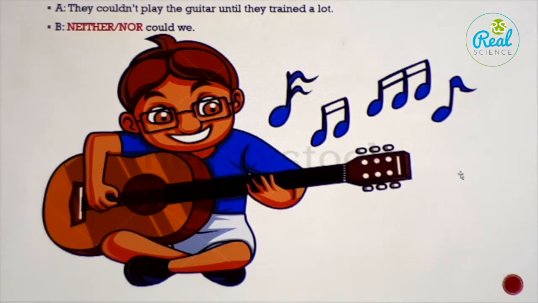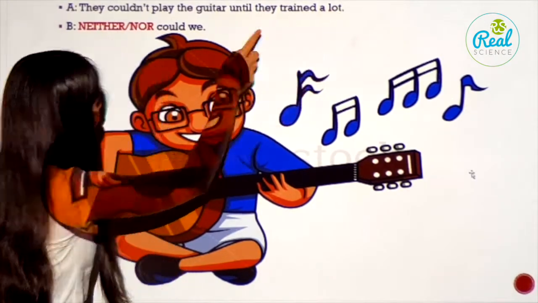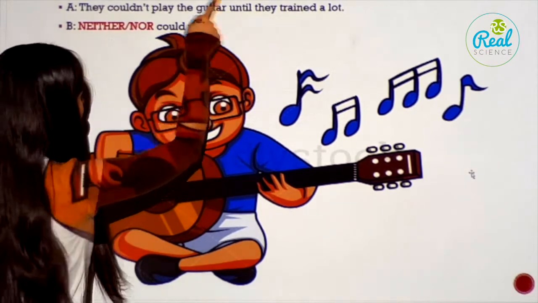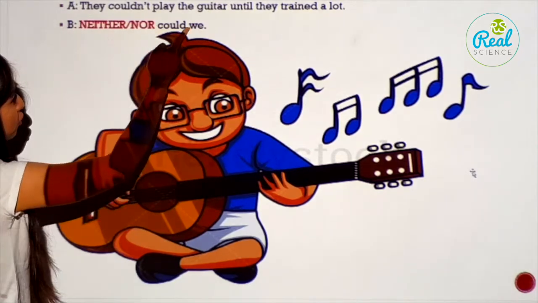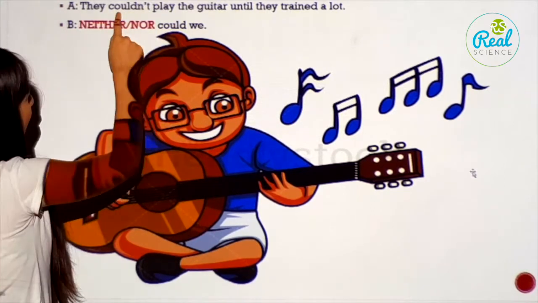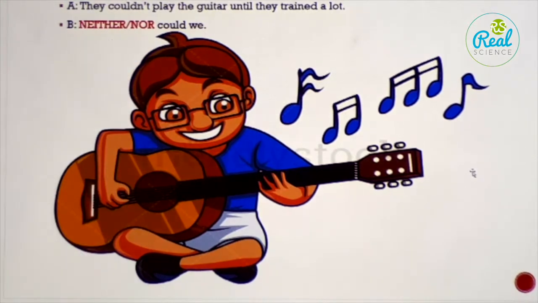Now look at the next example. Could you read this one also? Who wants to read? Maybe Tevara? They couldn't play the guitar until they trained a lot. Neither could we. So this is the actual negative statement, yes? Now we agree with the negative statement, and we say also neither/nor could we. Pay attention, guys. Here also you should put the verbs according to the tense. For example, if it is in the past tense, you have to put it in the past. If it is in the present, you have to put it in the present form.